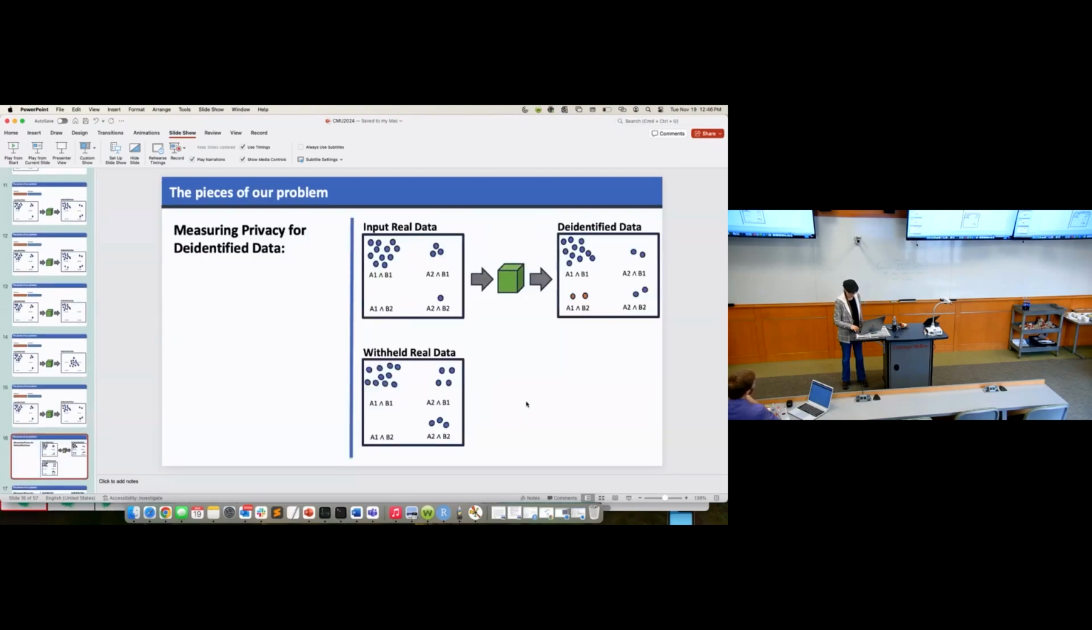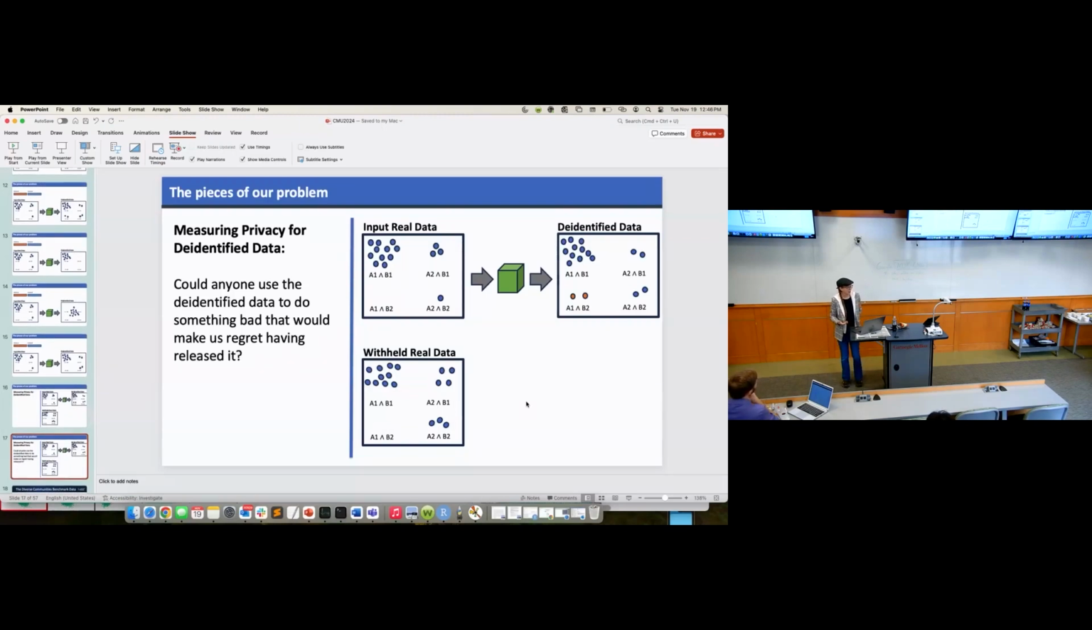Same shapes, different people. And in terms of measuring privacy, you guys probably run into lots of different definitions of privacy. There's differential privacy. You talk about membership inference attacks, attribute inference attacks, re-identification, singling out, maybe. If we get to them, I've got slides on those. But in the core thing, and again, this one is just as important, what we're trying to accomplish when we de-identify this data is, could anybody use the de-identified data to do something bad that would make us regret having released it? Right? So when we make this data public, it's out there for you guys to use. We need to have good quality on the data. We also need to have good privacy on the data.